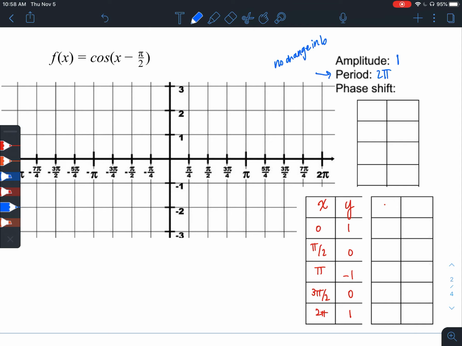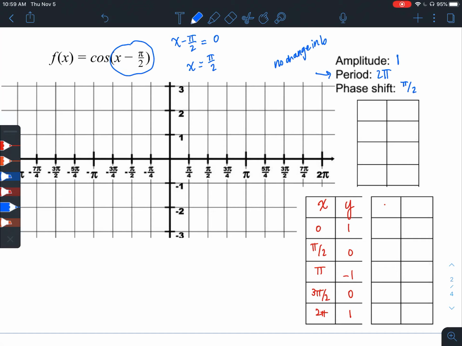And then for our phase shift, we're going to set this right here equal to 0 and solve. So we get x equals pi over 2. And what this means, so our phase shift is pi over 2. Now what this means is that our function is going to start at pi over 2 now instead of at 0. Okay, so it's shifting pi over 2.